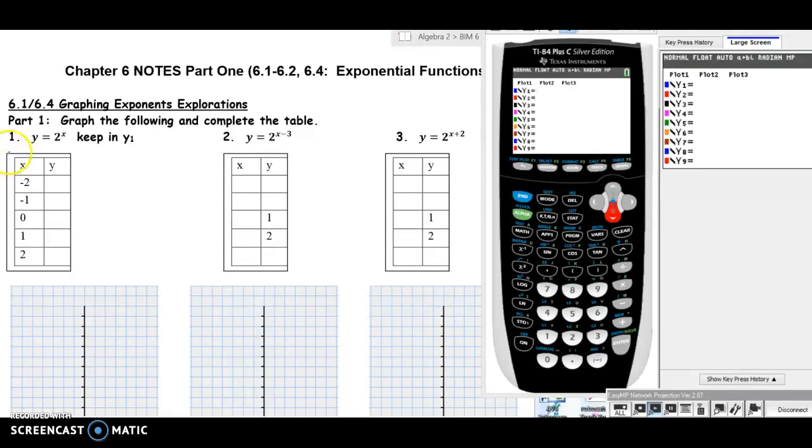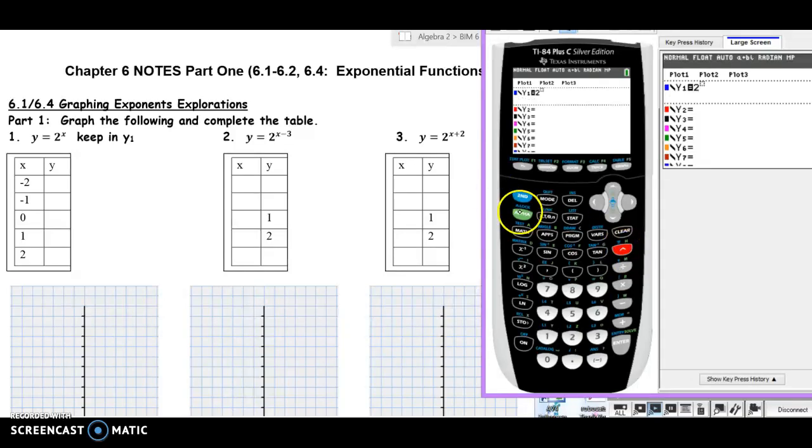So with your graphing calculator, number 1, we're going to enter y equals 2 to the x into our y1. So in the blue y1, y equals 2 raised to the x. To raise something to the x, you have to use your exponent button, which is directly above your division key. And then remember, x is the button next to your green alpha button. And once you have that entered, hit graph, and let's see what it looks like.